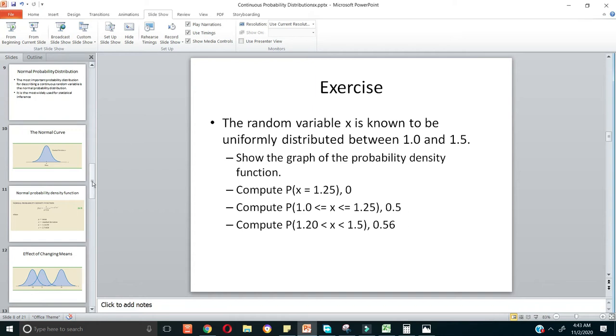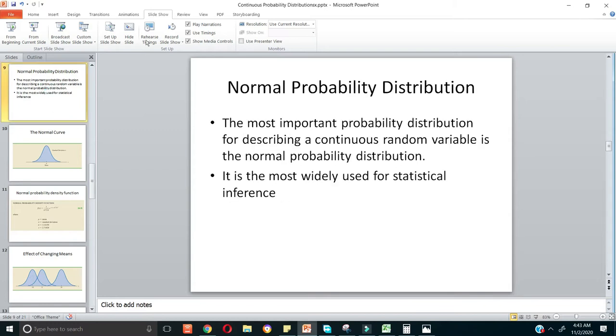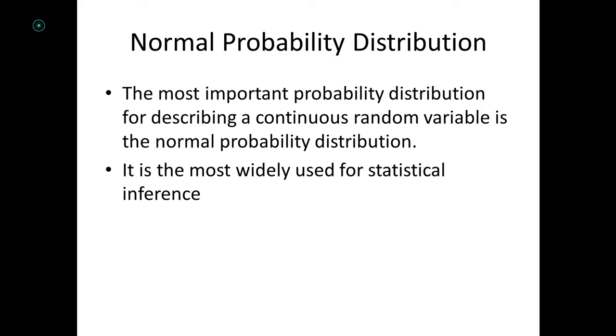So welcome to this second part of chapter 6. We're going to be moving on to the normal probability distribution, which is a very important type of distribution that is going to be used very widely when we deal with the section about statistical inference. So the remainder of the time that we have, we shall be dealing a lot with statistical inference. We'll try to do as much as we can, see what we can cover this week.